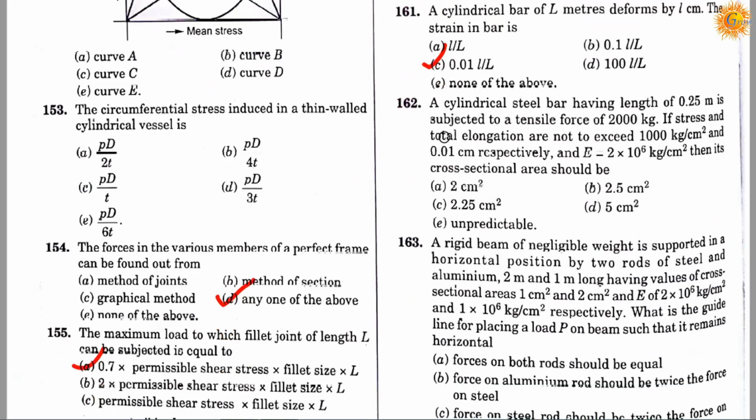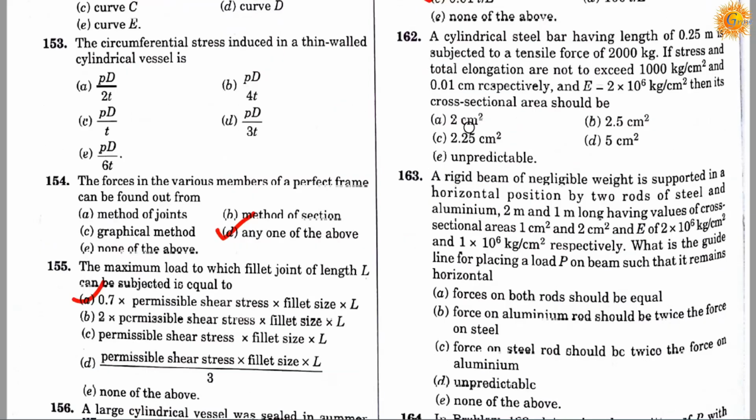Question number 162. A cylindrical steel bar having length of 0.25 meter is subjected to a tensile force of 2000 kg. If stress and total elongation are not to exceed 1000 kg per centimeter square and 0.01 centimeter respectively, and E is equal to 2 into 10 the power 6 kg per centimeter square, then its cross-sectional area should be: option A, 2 centimeter square; option B, 2.5 centimeter square; option C, 2.25 centimeter square; option D, 5 centimeter square; and option E is unpredictable. So correct answer is B, it will be 2.5 centimeter square.